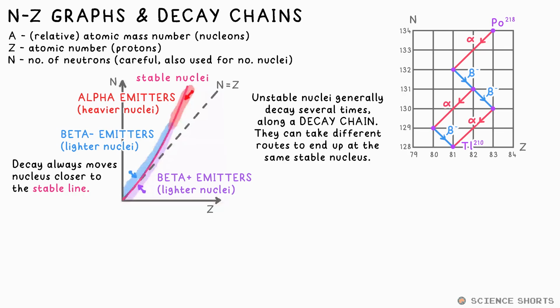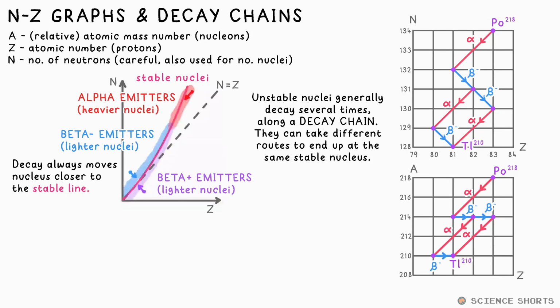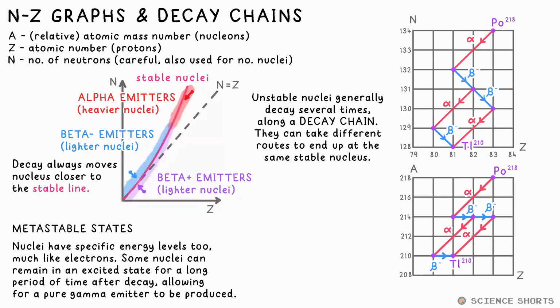They're always diagonal lines in this case, but just be aware that you could get a graph of A against Z instead. In this case, you get a horizontal line for beta as the mass doesn't change. Briefly, metastable states: gamma emitters aren't drawn on this graph because, of course, the nucleus doesn't change.